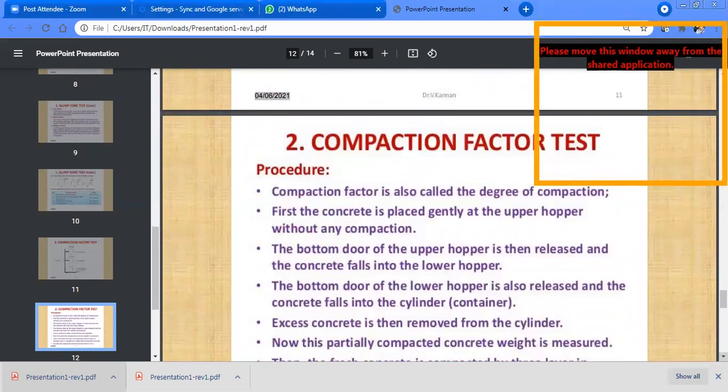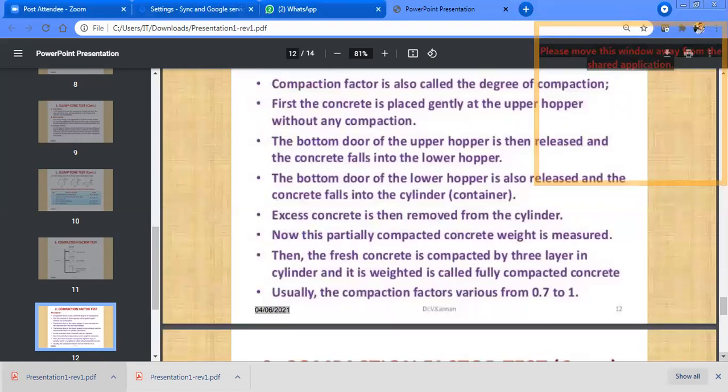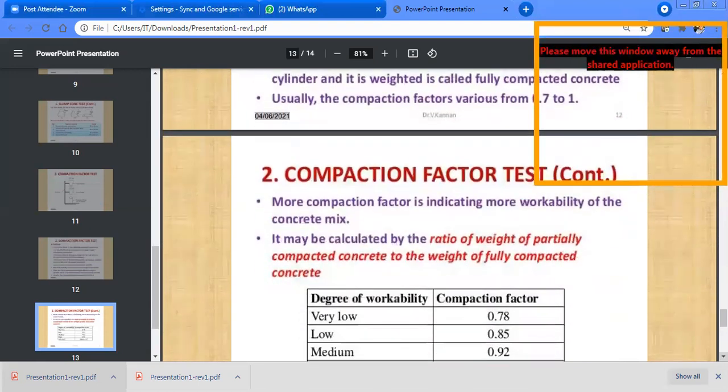First, the concrete is placed gently in the upper hopper without any compaction. The bottom door of the upper hopper is then released and the concrete falls into the lower hopper. The bottom door of the lower hopper is also released and the concrete falls into the cylinder container. Excess concrete is then removed from the cylinder. Now this partially compacted concrete weight is measured. Then the fresh concrete is compacted in three layers and the cylinder is weighed. This is called fully compacted concrete. Usually the compaction factor is 0.7 to 1.